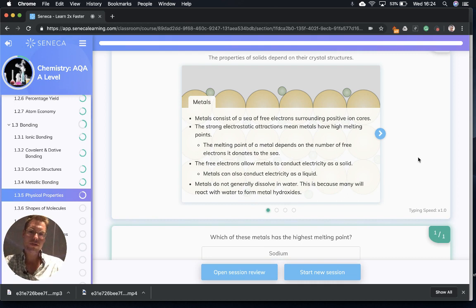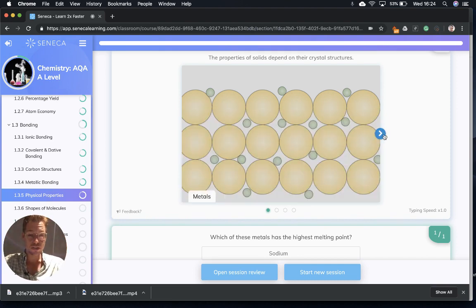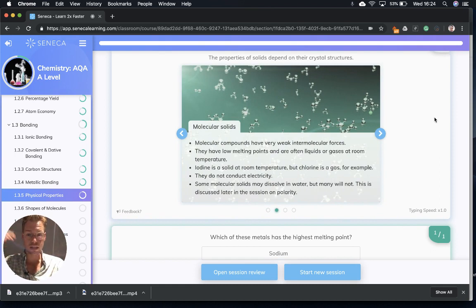Wild. Metals do not generally dissolve in water. This is because many will react with water to form metal hydroxide. Like if you've ever seen sodium reacting with water and it goes all fizzy, it's not going to dissolve, it's just going to react, and then you get a nice little sodium hydroxide solution at the end of it. Stunning.